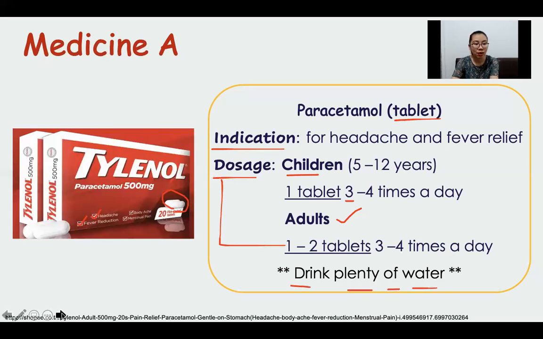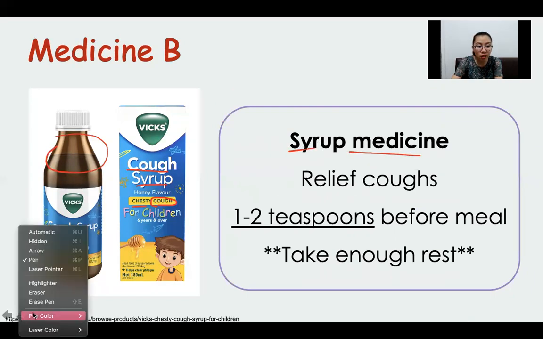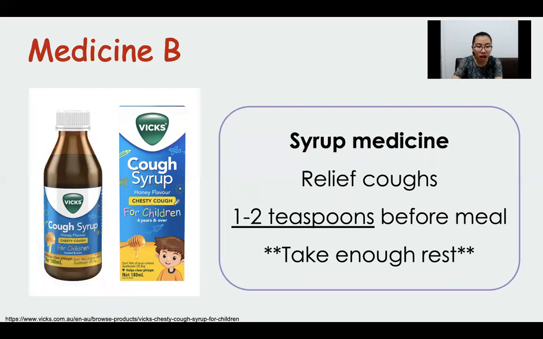Okay? So another, let's look at here. Let's read: cough syrup, honey flavor, chesty cough. Cough. 6 years and over. Okay, so what do you think this one is? Syrup medicine. And it relieves what? Cough. Relieves cough. How many times? What is the dosage? Dosage for taking this medicine.